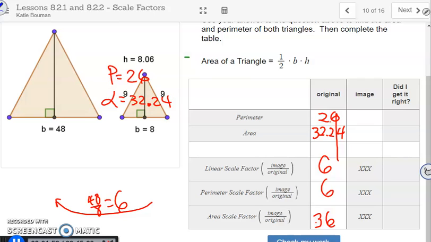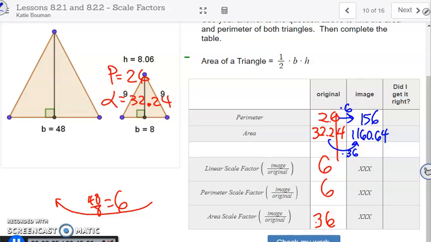So to find the perimeter of the image, we can simply multiply the original perimeter by 6. So 26 times 6 is 156. That would be the perimeter of the image. And for the area, we would multiply the 32.24 by 36. And so the area would be 1,160.64 square units.